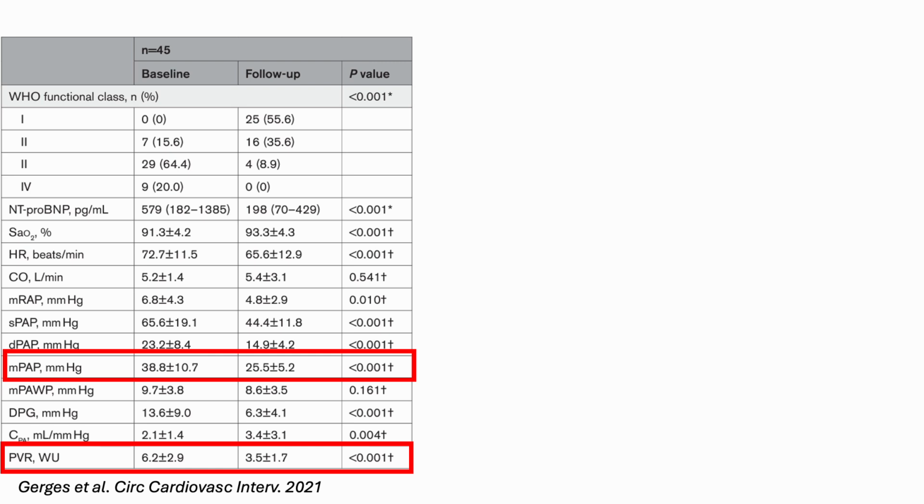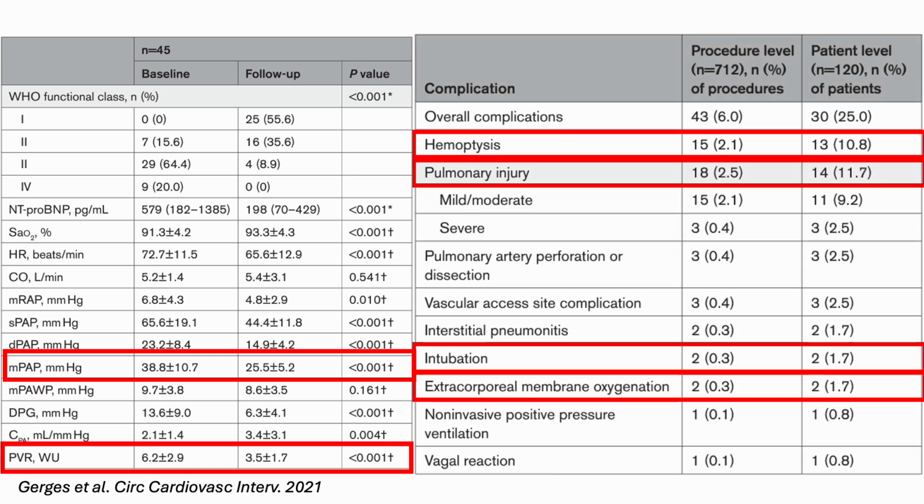So what were they able to show us? After complete balloon pulmonary angioplasty in approximately 45 patients, defined as a significant reduction in mean pulmonary arterial pressure with certain goals, you can see that they truly were able to reduce their mean pulmonary arterial pressure from approximately 39 millimeters of mercury down to approximately 25.5 millimeters of mercury, with a substantial reduction, almost halving of the pulmonary vascular resistance.